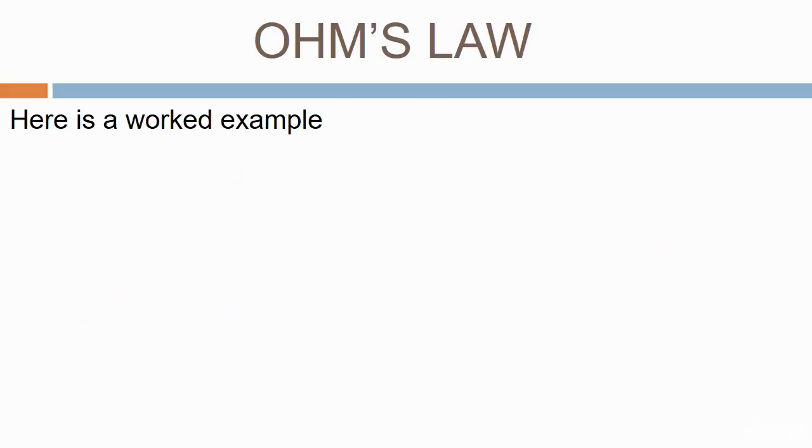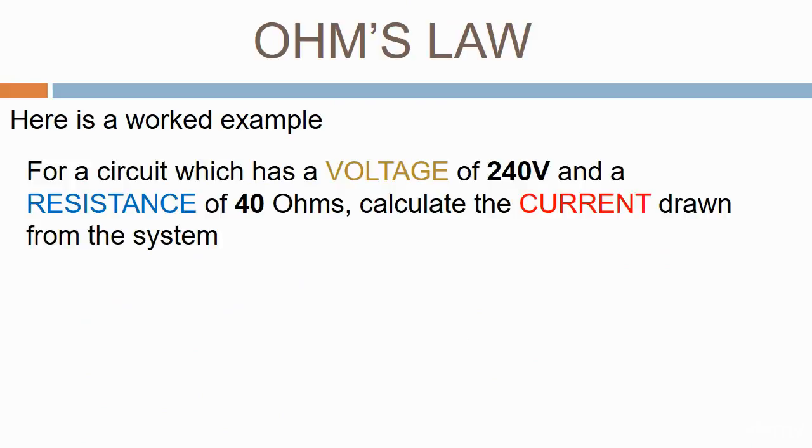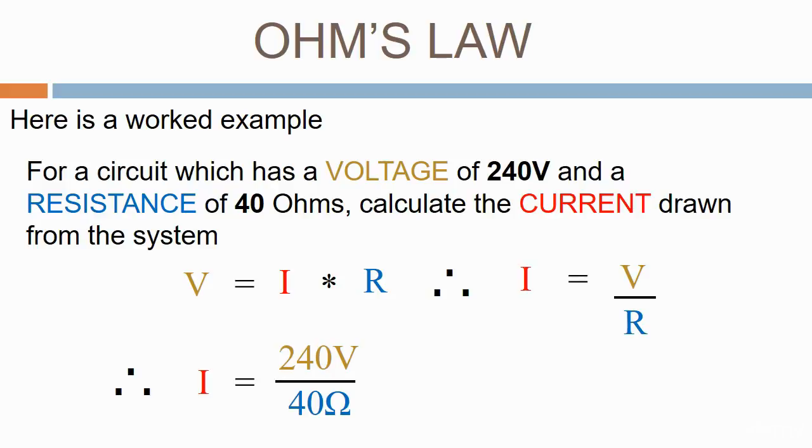Here is a worked example. For a circuit which has a voltage of 240 volts and a resistance of 40 ohms, calculate the current drawn from the system. V equals I times R from Ohm's law. Therefore, transposing the equation, I equals V over R. Therefore, putting the numbers in, I equals 240 volts over 40 ohms. Therefore, the answer is I equals 6 amps.